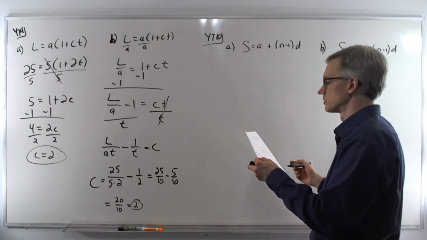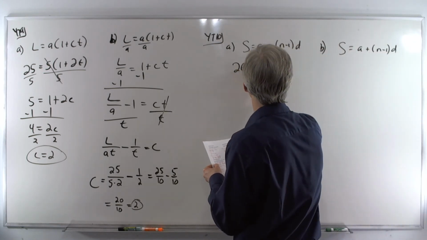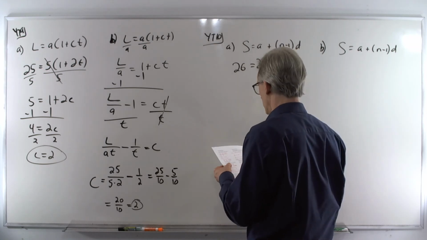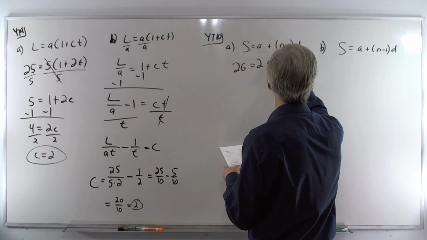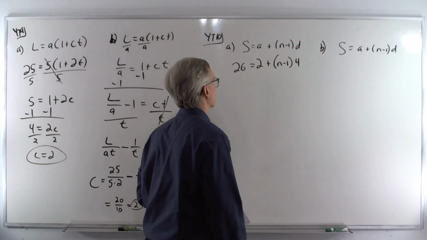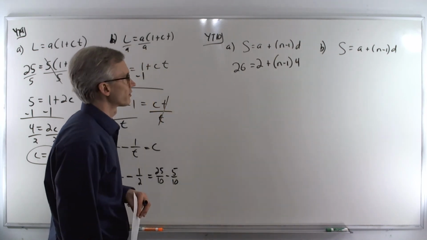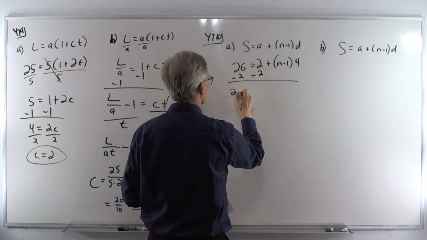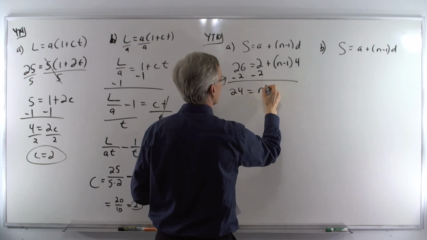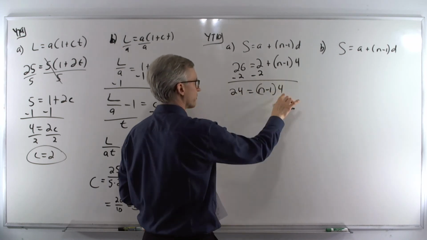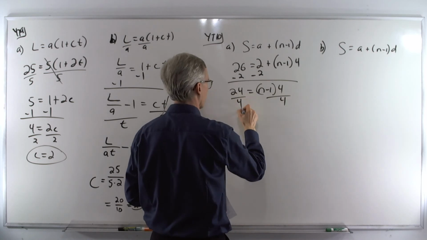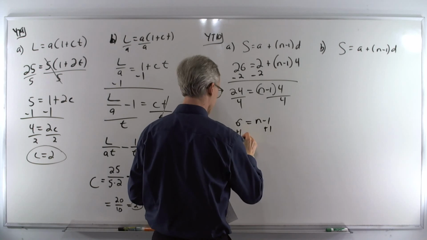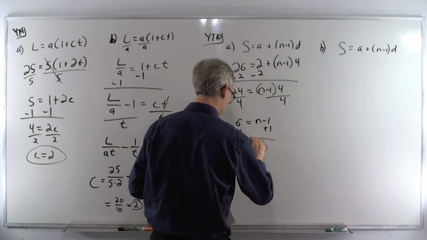So we're going to plug in 26 here. And A is 2. And D is 4. So we got N minus 1 times 4. So first thing we can do here is get rid of the 2. Subtract 2 from both sides. And then divide by 4. So 6 is N minus 1, add 1 to both sides. And N is 7.